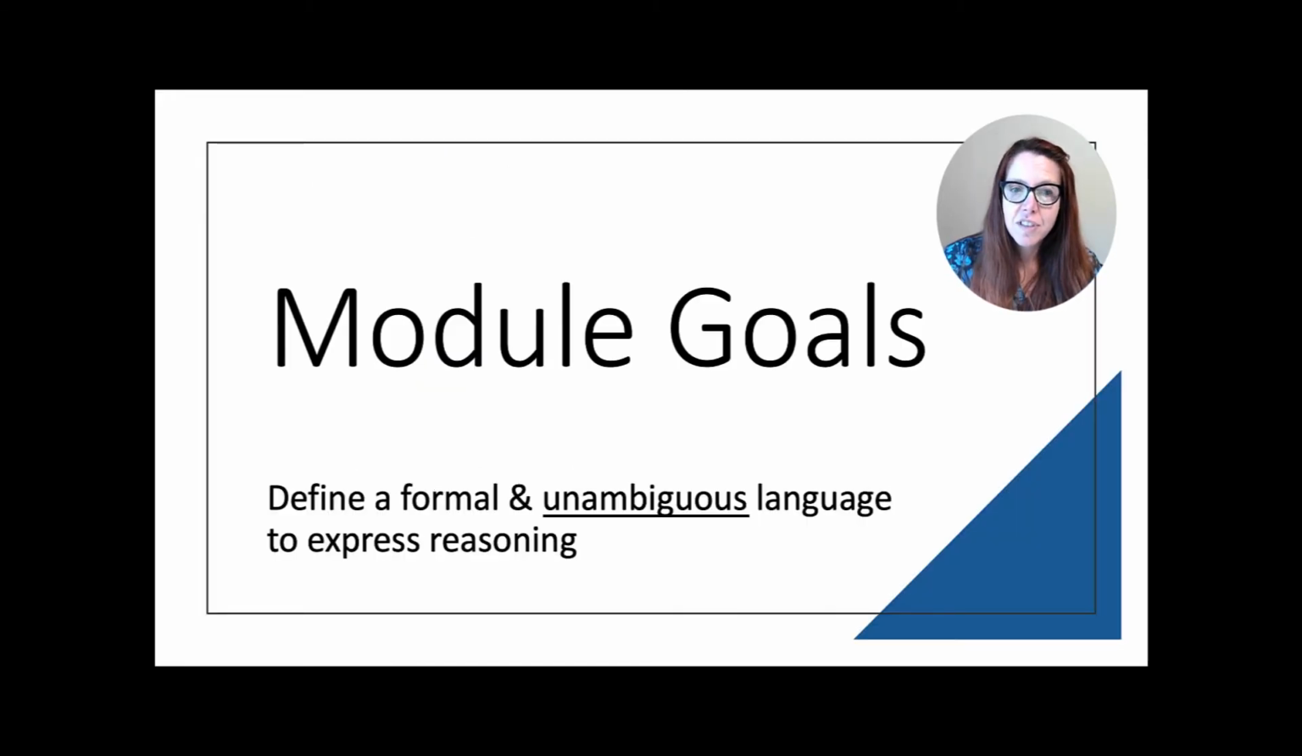So the goal of this logic module is going to be that we're able to define a formal and, most importantly, an unambiguous language in order to express our reasoning. And unambiguous means that no matter who looks at that, it will be taken in the same way. There's only one way to read that.